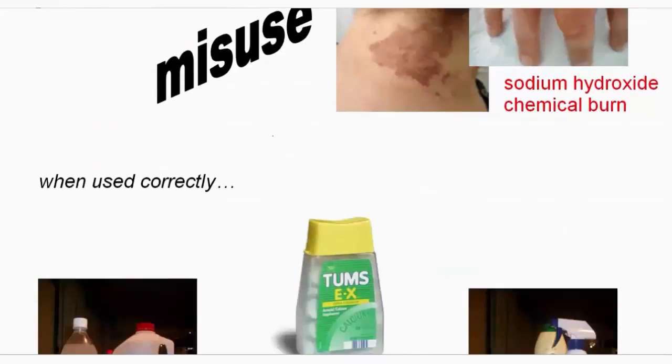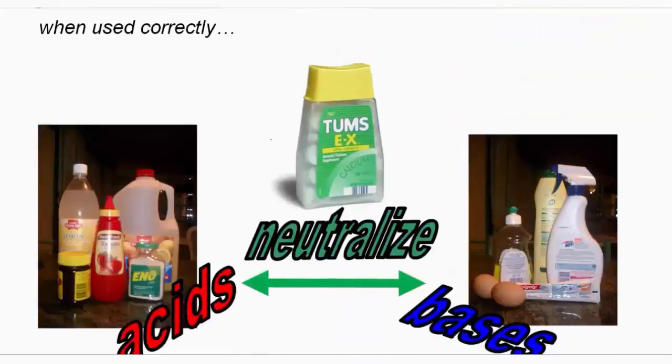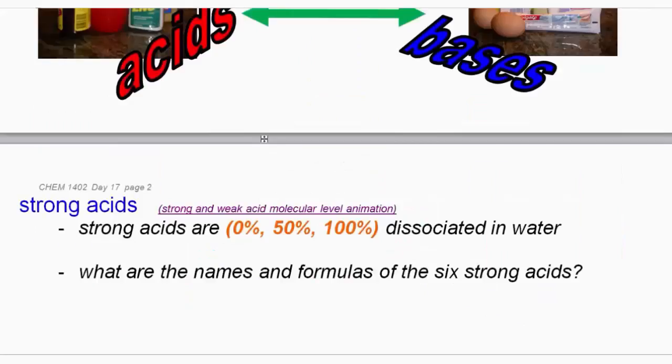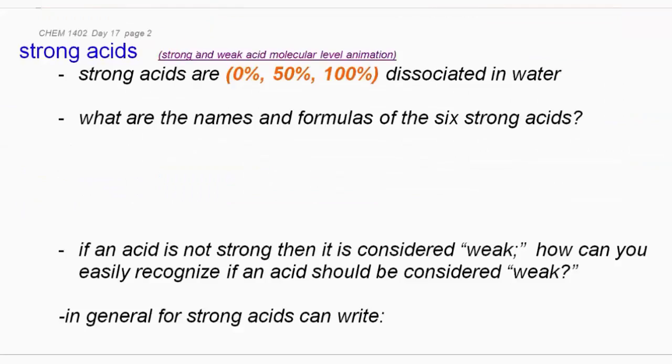You can misuse acids and bases, but when you use them correctly, they really make our life a lot better and improve our standard of living. So let's take a look at the difference at the molecular level between a strong and a weak acid.